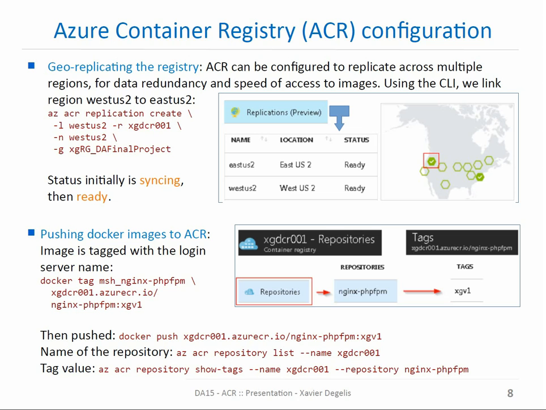After geo-replication is enabled, we are now ready to push Docker images to ACR. First, the image needs to be tagged with the login server name, and you have the Docker tag command below. The image is then pushed via Docker push to the Azure ACR repository. The name of the repository can be displayed, as well as the tag value, which demonstrates that the image is intact and uploaded successfully to ACR.